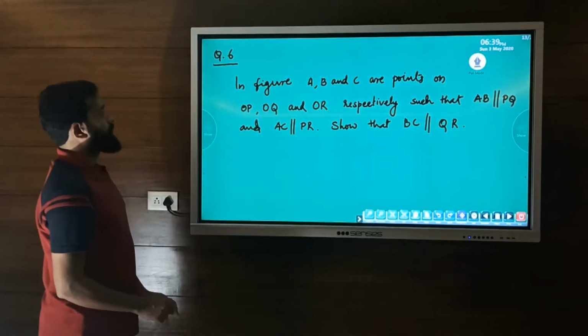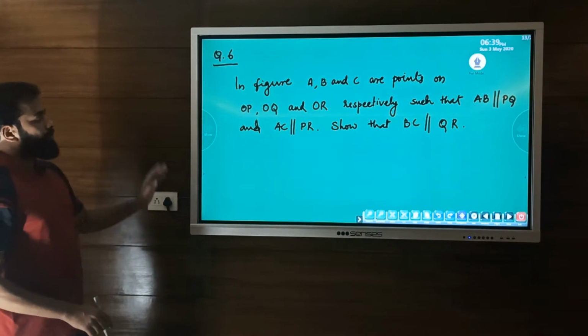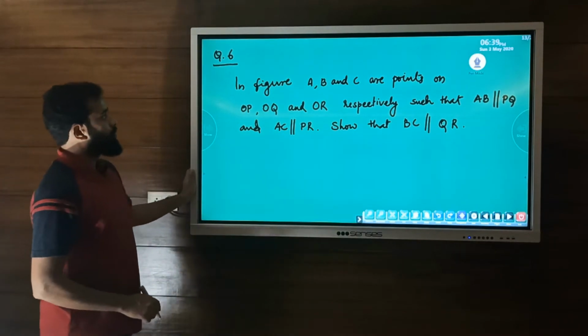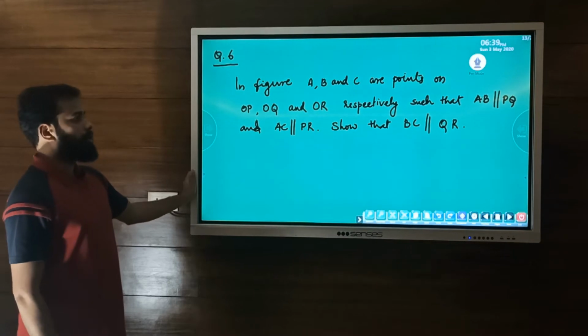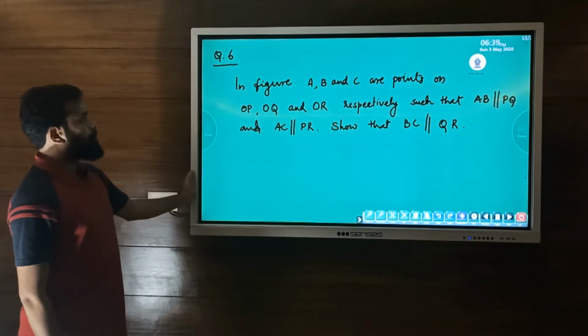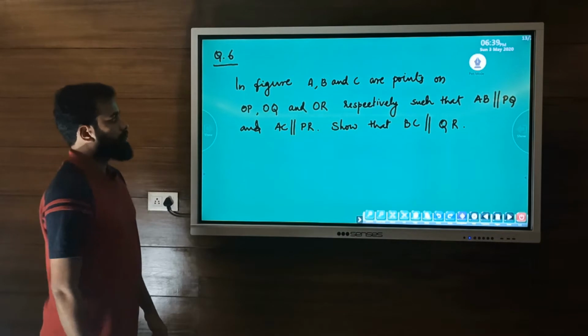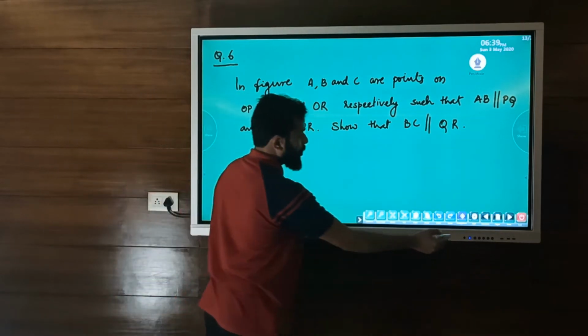Question number 6. In figure, A, B and C are points on OP, OQ and OR respectively, such that AB parallel to PQ and AC parallel to PR. Show that BC parallel to QR.